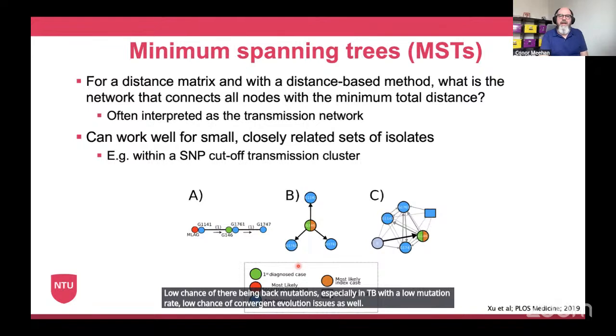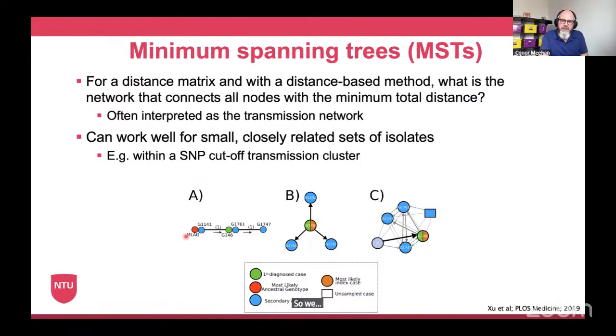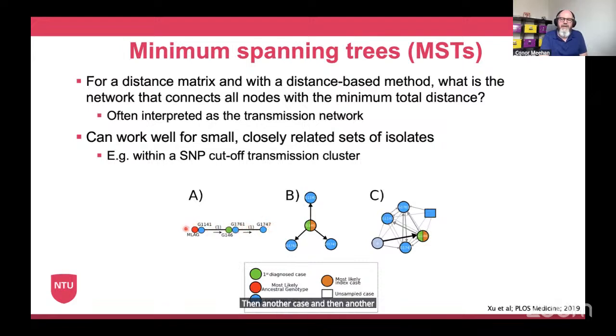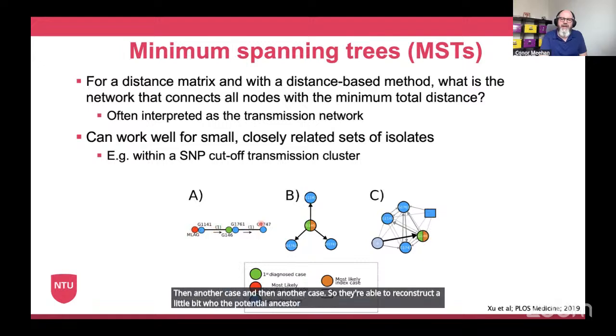So in this example here, you can see that they're estimating that this is most likely the ancestor of this little cluster, and most likely this is the first secondary case, which then led on to the first one that they diagnosed, then another case, and then another case. So they're able to reconstruct a little bit who the potential ancestor is and which of the cases came first in this kind of order.